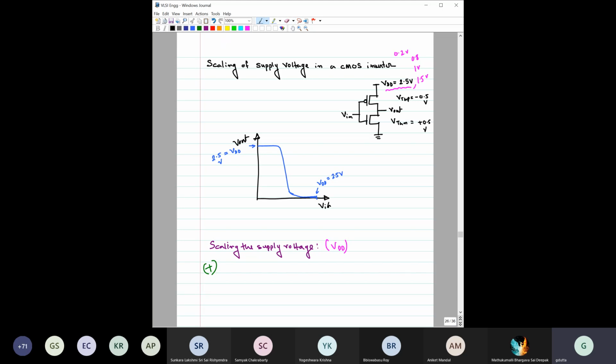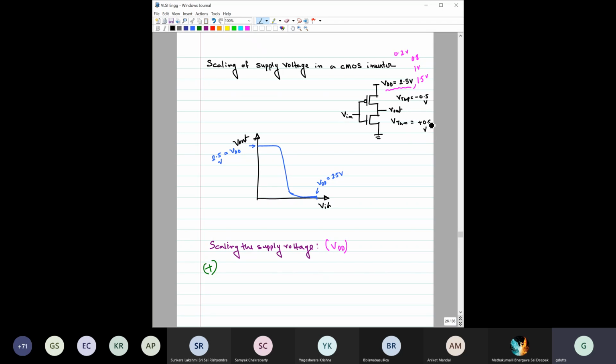Scaling of the supply voltage in a CMOS inverter. Suppose this VDD, for a particular technology node, is 2.5 volt, and the threshold voltage magnitudes of the PMOS and NMOS are equal, at 0.5 volt. And obviously I am not saying every time that the threshold voltage of PMOS would be negative and the threshold voltage of NMOS would be positive.